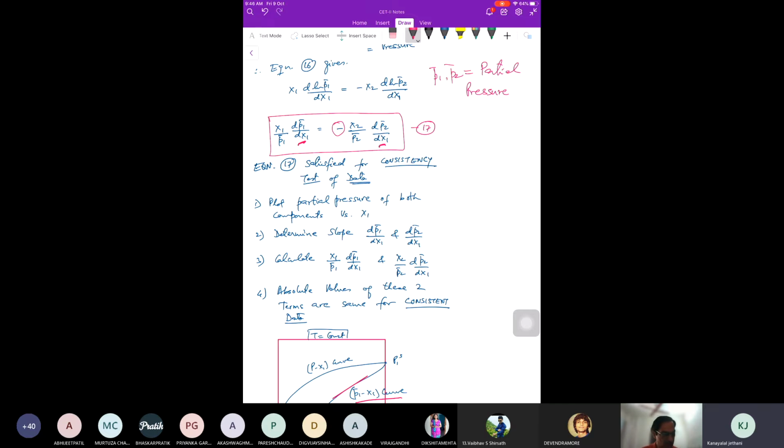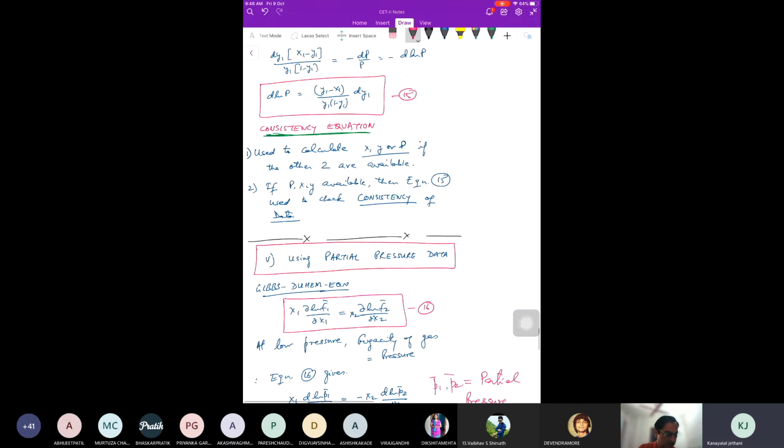Any questions on consistency test? We have seen 5 tests. And in the exam it comes very often: derive the consistency test, say Redlich Kister method, say consistency equation, whatever it is. There are 5 methods, right?